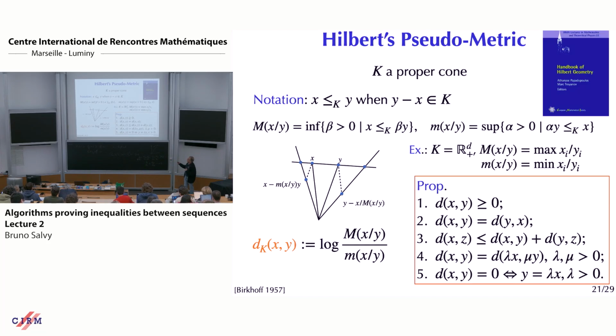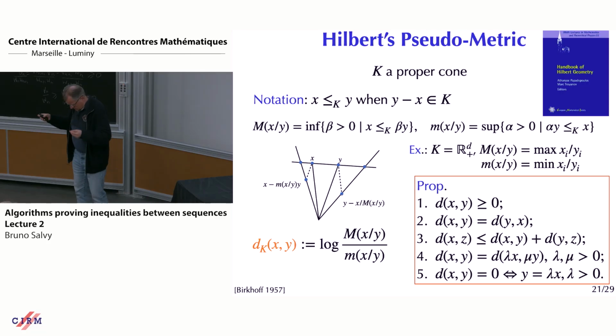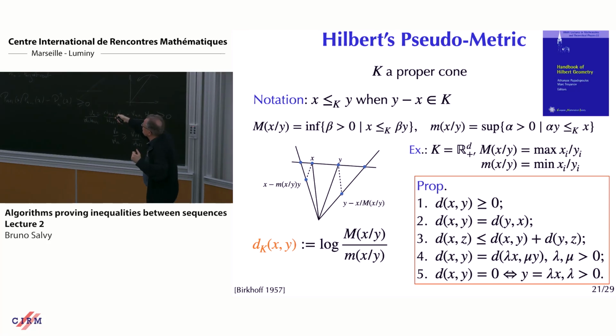When you have a cone, you define an order on R to the d by saying that x is smaller than y for this cone when y minus x is in the cone. And now I introduce two quantities, capital M and small m. Let's start with small m. You take x and y in the cone. There's a ray joining x and y, and it touches the borders of the cone at 2 points, this one and this one.